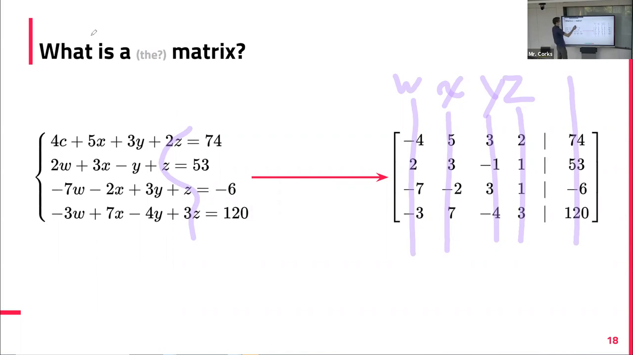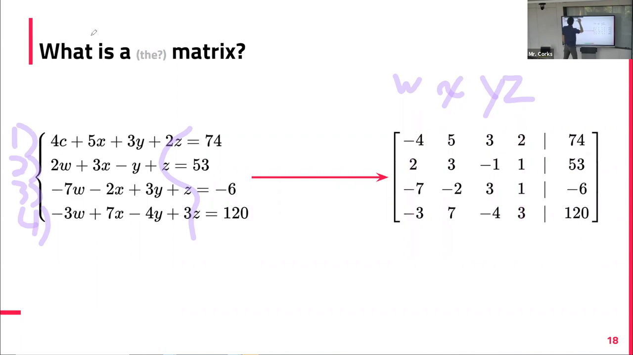And then also each of the equations: we have equation 1, 2, 3, 4. And we can just see, okay, that's equation 1 there, equation 2, 3, and 4.